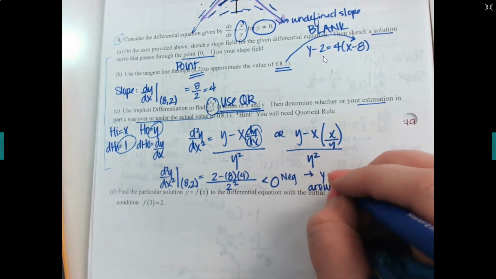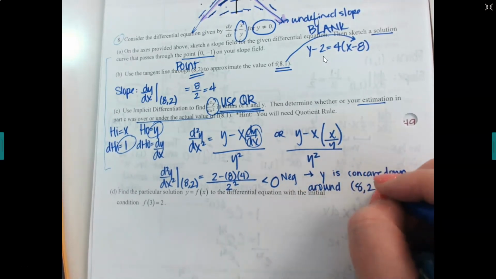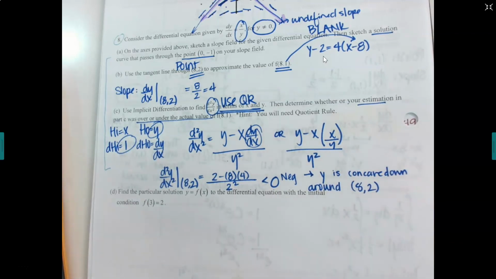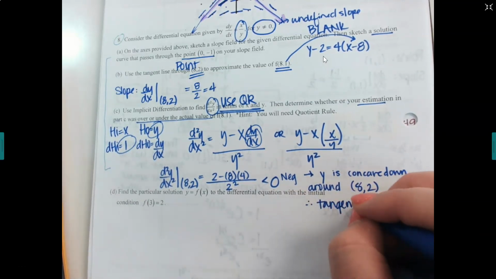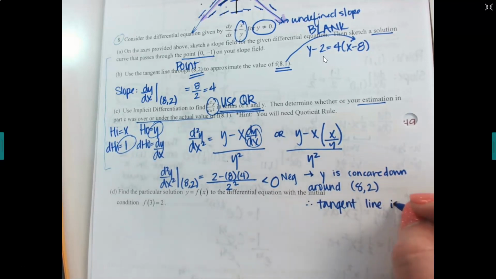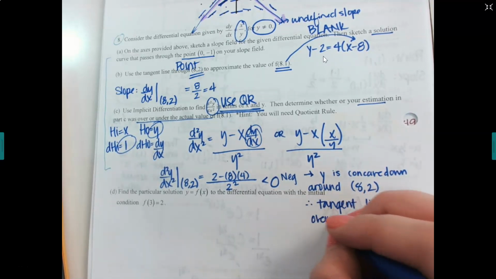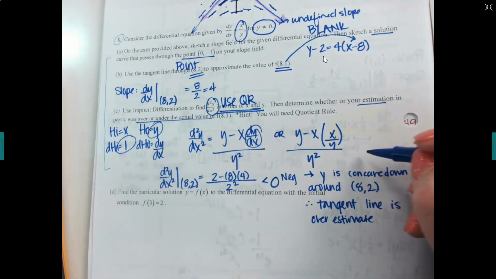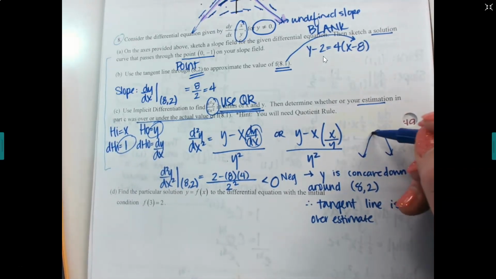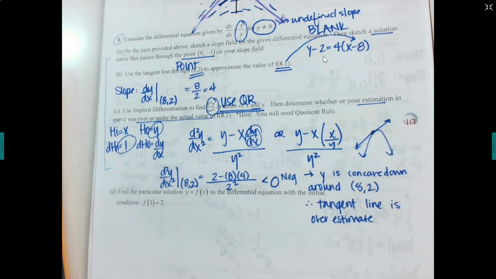around the point 8, 2, which means that my tangent line is above. It's an overestimate. Because think about concave down graph, your tangent line is going to be above it.